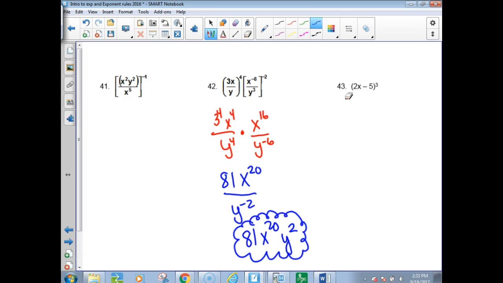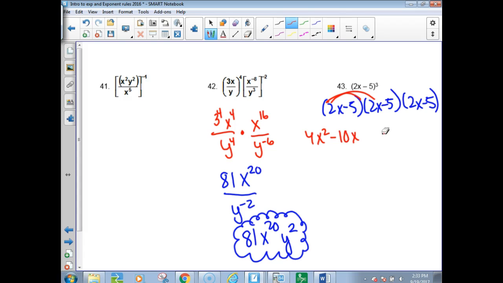Okay, let's do 43, and then I'm going to pass back your quizzes. All right, 2x minus 5 times 2x minus 5 times 2x minus 5. I gave you a clue the other day. You cannot just cube what's in the parentheses. This is what it means. So I'm going to multiply these out. 4x squared minus 10x minus 10x plus 25.